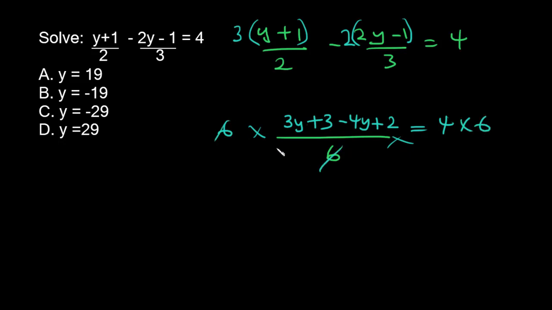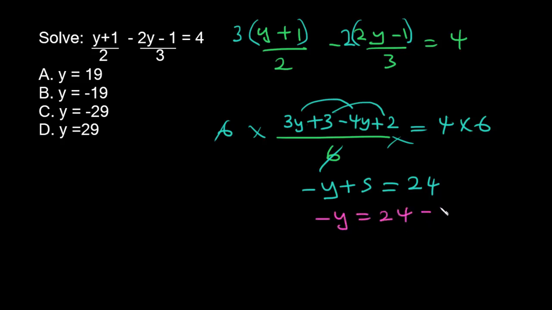Now we can just cross multiply, or multiply both sides of the equation by 6. Then we collect like terms. 3y minus 4y is minus y. 3 plus 2 is 5. So everything is equal to 4 times 6, which is 24. Now we subtract 5 from both sides of the equation, so we have 24 minus 5. So minus y equals 24 minus 5, which is 19.